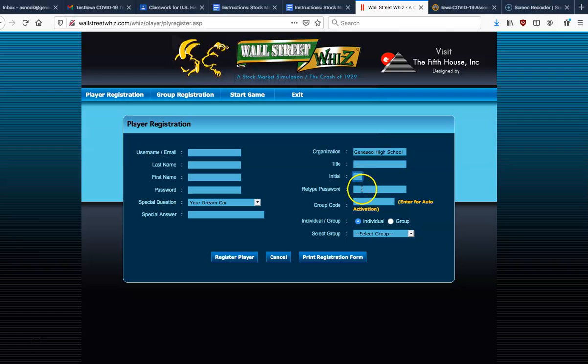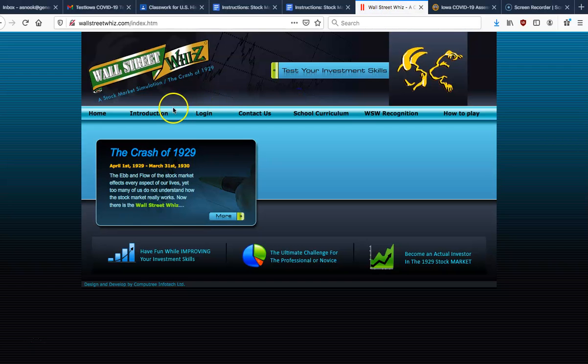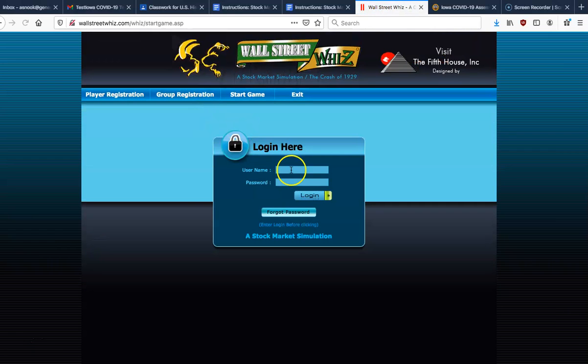Put your middle initial, retype your password. You leave this part blank. You're not doing group code. You're picking individual, so leave that part blank. And then you're going to click register player. After you click register player, it will take you to the regular login screen.